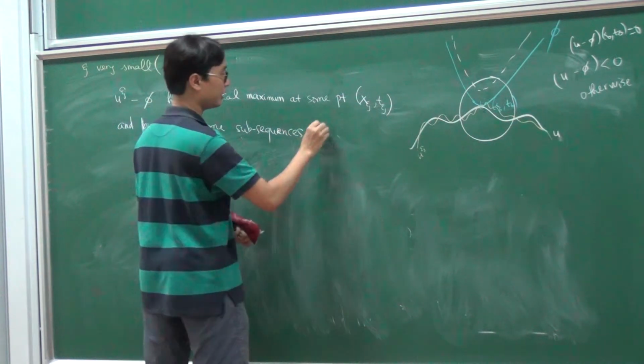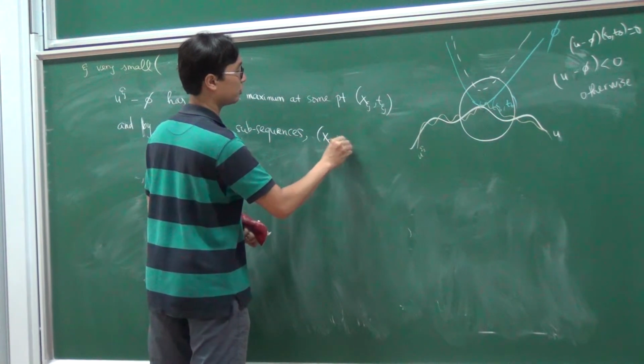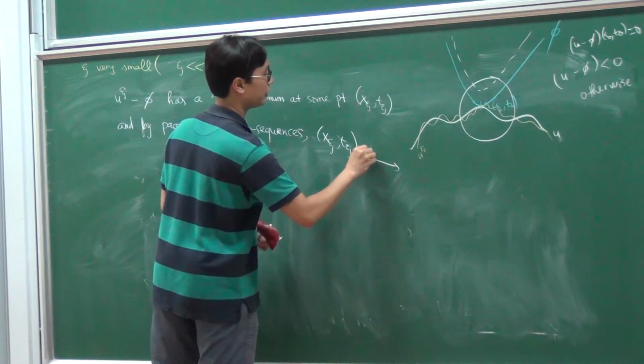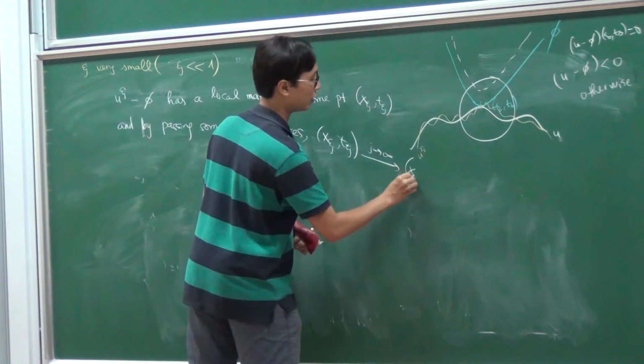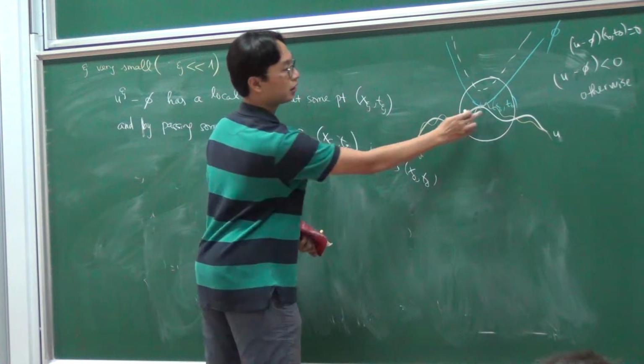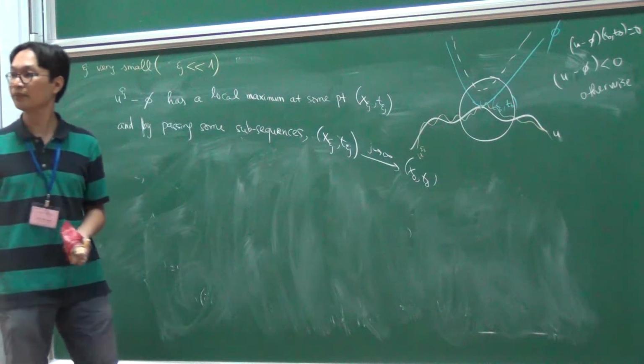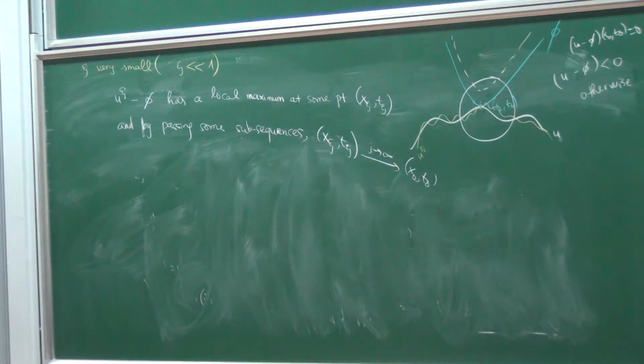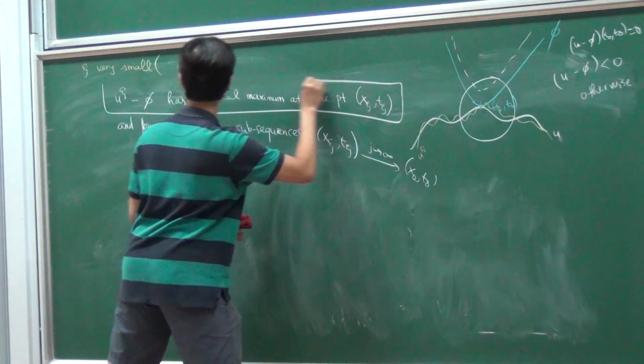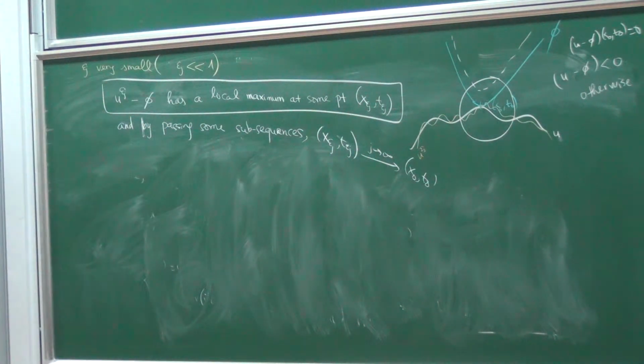We can also assume that (x_εj, t_εj), as j goes to infinity, converges to (x0, t0), which is the strict maximum of u minus φ. Okay. So far so good. We have u_εj minus φ having a local maximum at this point.